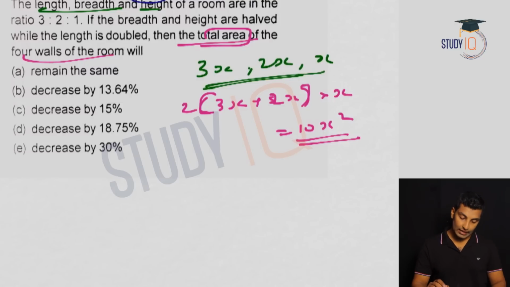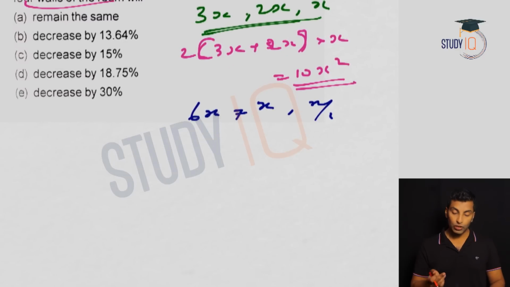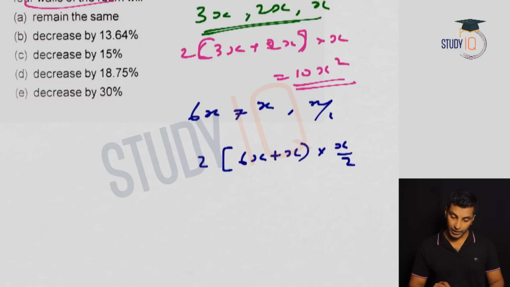Now what about the second case? Breadth and height are halved and the length is doubled. So 3x becomes 6x, since length is doubled. Then 2x by 2 means x, then x by 2. So these are the new dimensions. So what is the new area? That is 2 into (6x plus x), that is length plus breadth, into height, that is x by 2. So you will get 7x square.